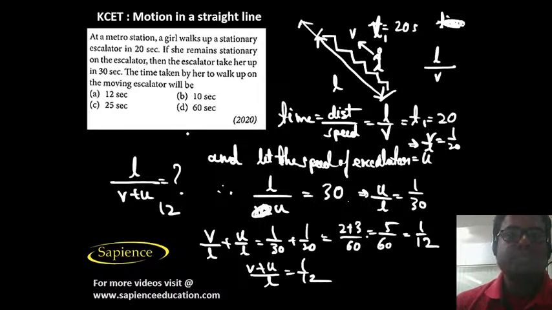So it means that the time taken by her to walk up on the moving escalator, when the escalator also moves up and she also walks with the same speed, to cover the same length while going up, is 12 seconds. So option A is the correct answer.